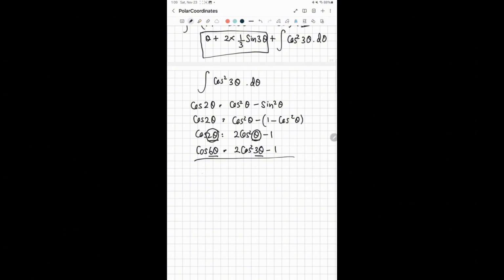So we can use that. You can rewrite this again: cos 6 theta equals 2 cos squared 3 theta minus 1. Now let's make this the subject, because we need to find the integration of cos squared 3 theta. So you can write (cos 6 theta plus 1) divided by 2 equals cos squared 3 theta. Now you've got to integrate this.